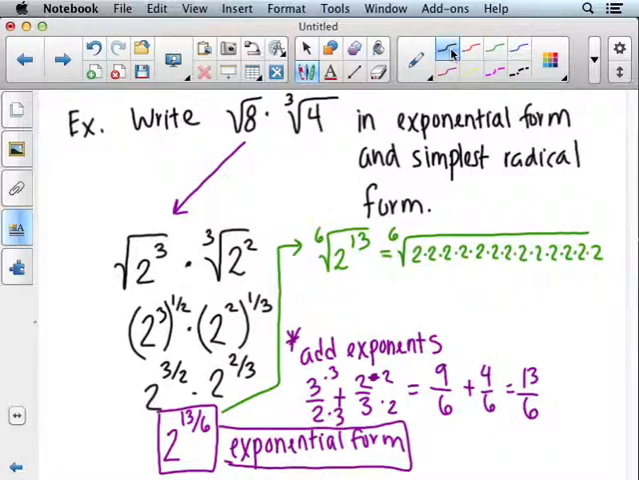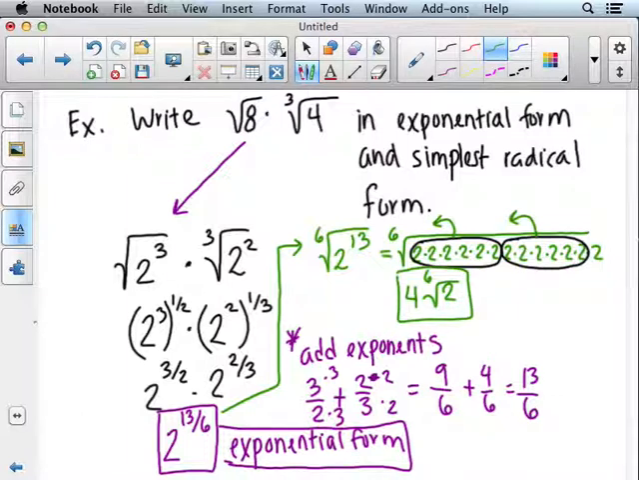So I'm looking for a group of 6. 1, 2, 3, 4, 5, 6. 1, 2, 3, 4, 5, 6. So to simplify, out comes a 2 and out comes a 2. So I get 4 6th root of 2. And this would be my answer in radical form.